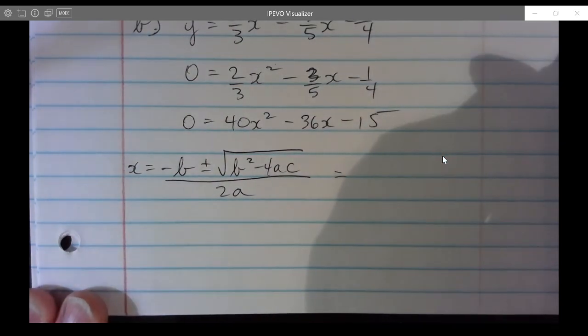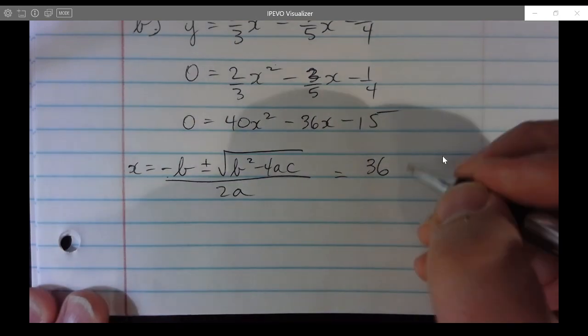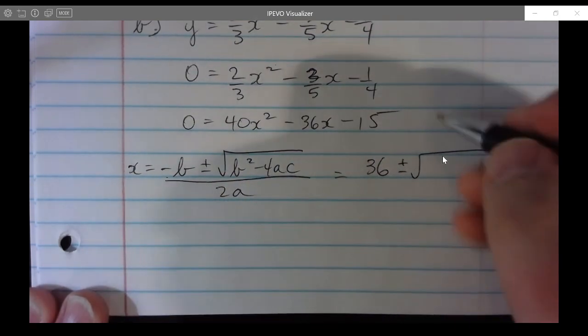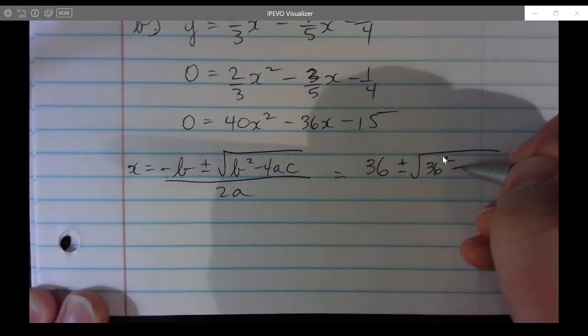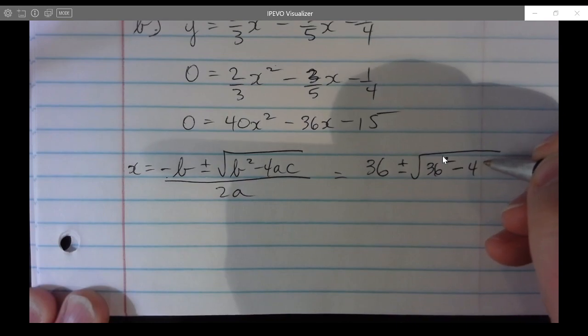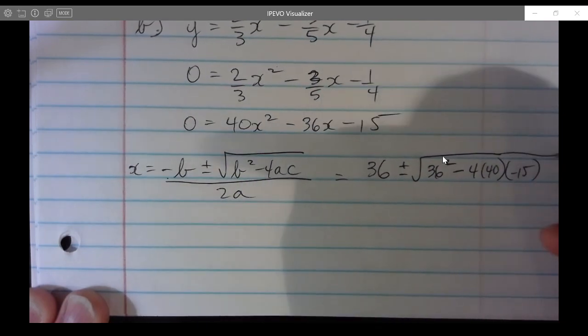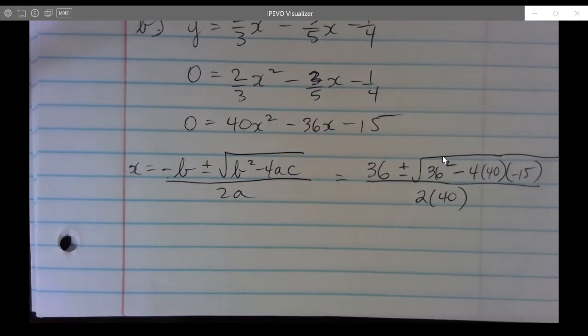And let's plug in our numbers. So that's 36, because I'm minusing negative 36 again, plus or minus the square root of b squared, which, ooh, I have no idea what 36 squared is. I might need a calculator to help me with this. Minus 4 times 40 times negative 15. And once again, I think I've got numbers a little bigger than I can handle in my head, all over 2 times 40. So there we go. I think I'm going to get a calculator to help me with that.